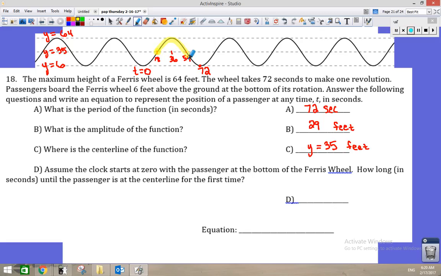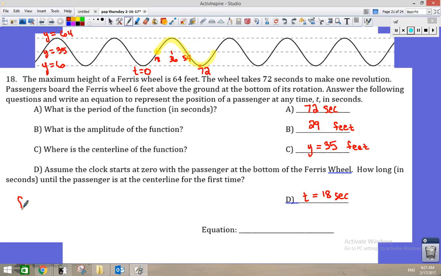So let's have our starting point here at 18. So how long until the passenger's at the center line for the first time? Well, in 18 seconds after boarding, because it told us to start the clock when they boarded at the bottom. And now let's see if we can write the equation.